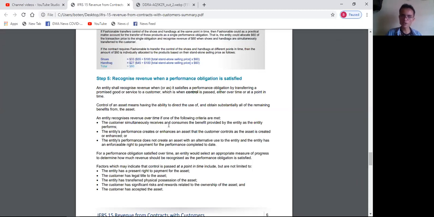So if we are able to do such, so satisfactory performance of the obligation, transfer of the promised good or service, passing of control, or we would say that there is a substantial portion of control that is passed on, not necessarily the 100%, or there's also relinquishing substantially the management control. Okay, that's another way of saying it, especially with the old standard, which is IAS 18 Revenue.